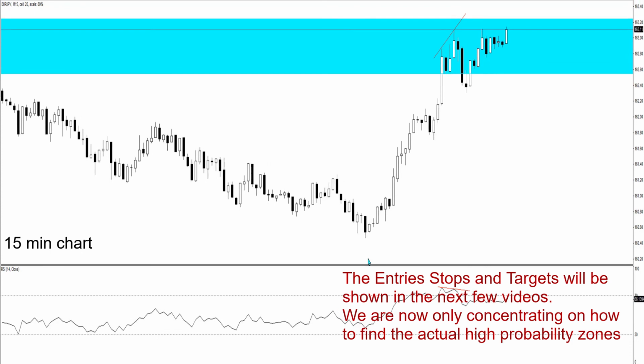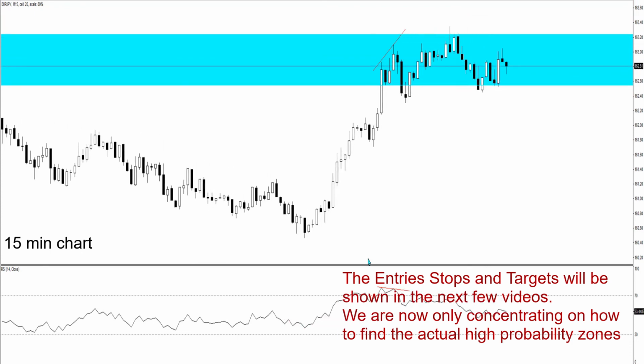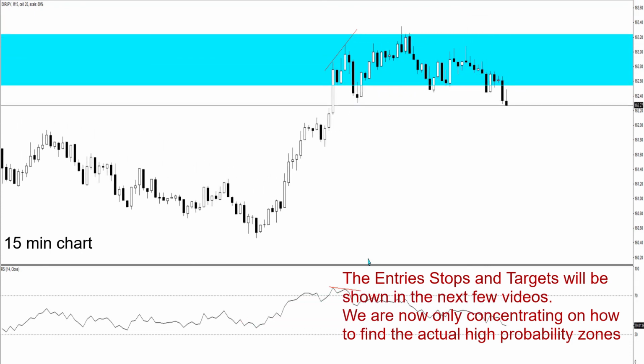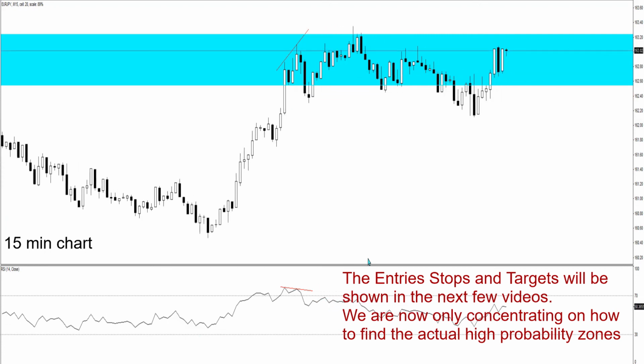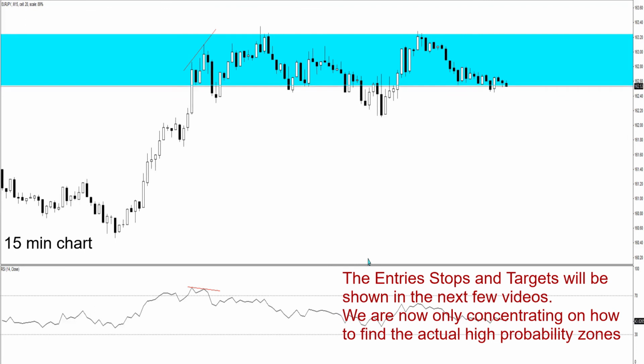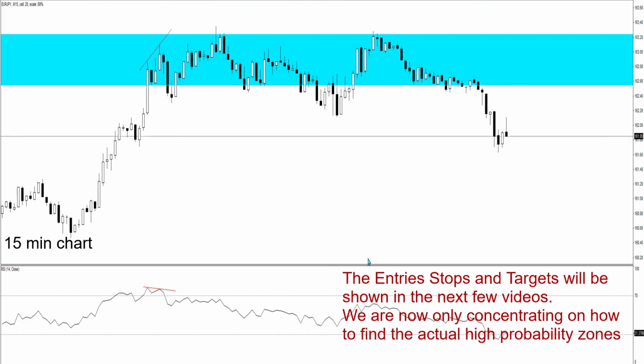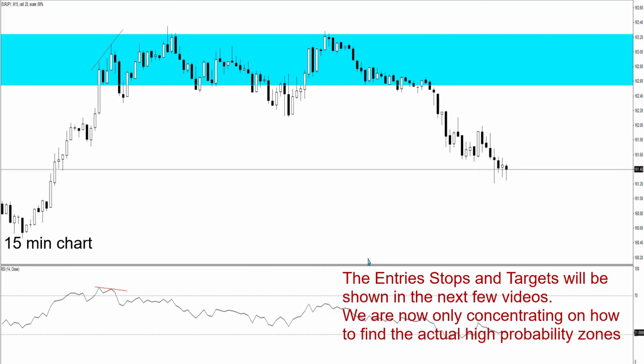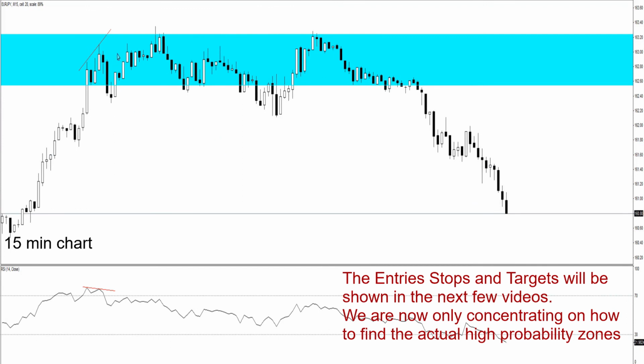Remember, I'm not showing you the entries yet. All I'm doing is showing you the 15-minute opportunities, how to actually find the opportunities. So from the daily chart, you look at the zone, and the first time price hits the zone, that's when you start looking in this area for trading opportunities. This one worked out quite well as well. About 171 pips.